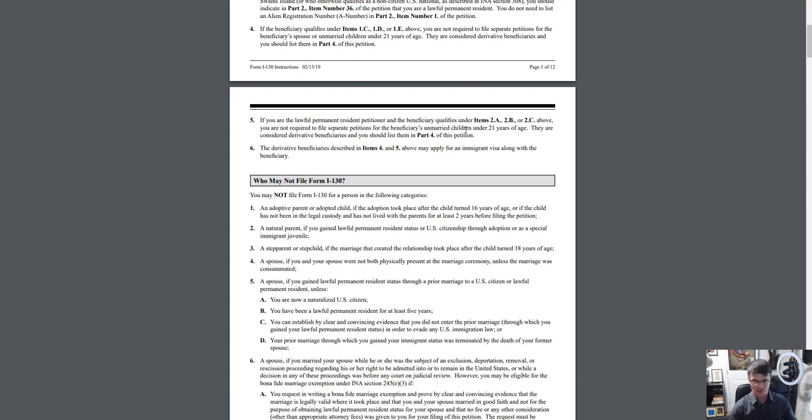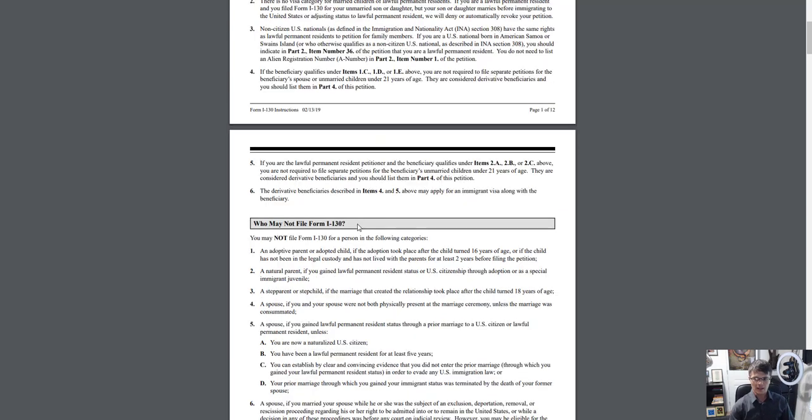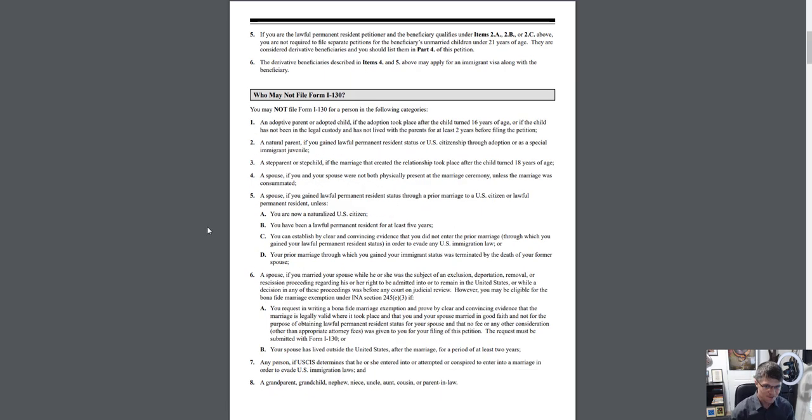And that's really nice to know because you're filing for your family, for your spouse and your children. And if the children are under 21 years of age, you don't need separate applications, which is very nice. They're considered derivative beneficiaries, and you should list them in Part 4 of this petition. So for derivative beneficiaries, you don't have to worry about filing another separate application for them. Now, the derivative beneficiaries described in 4 and 5 above may apply for an immigrant visa along with the beneficiary. Obviously, that makes sense. Now, who may not file Form I-130?